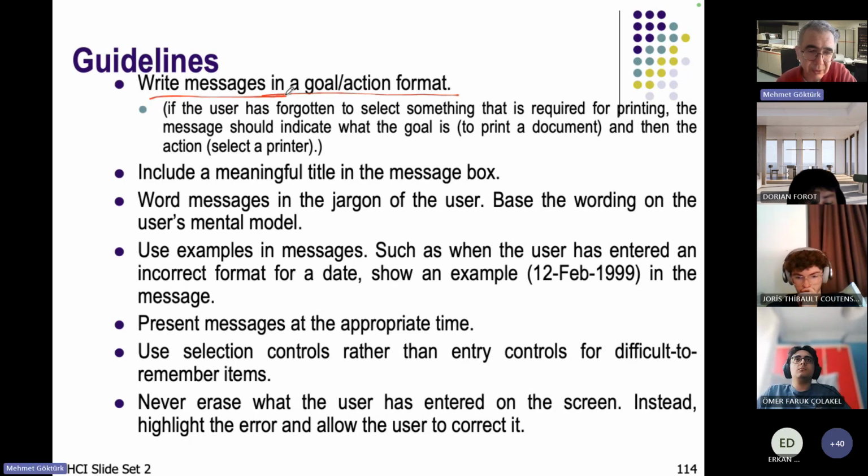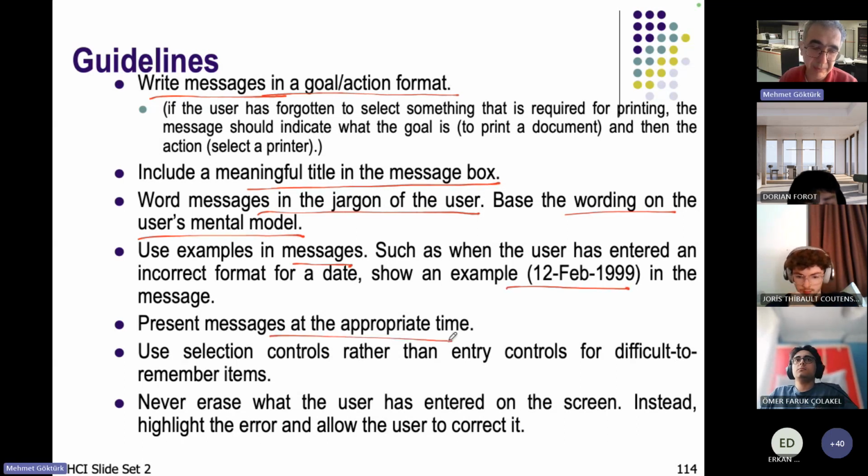It is the same person to person. When you have trouble with your friend, try to communicate what was wrong by repeating the wrong thing. Maybe he didn't mean the same thing as you think. So include a meaningful title in the message box. Write messages in the jargon of the user. Base the wording on the user's mental model. Use examples in the message, if possible, such as enter the date like this.